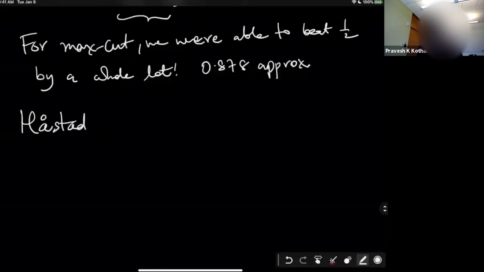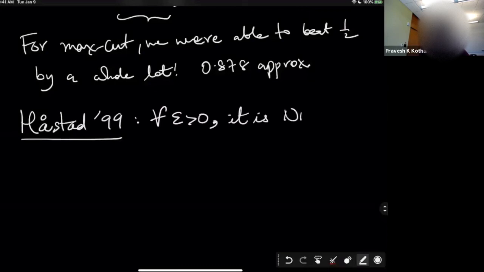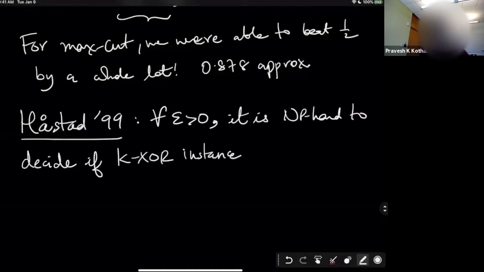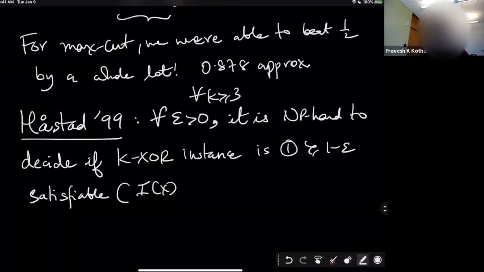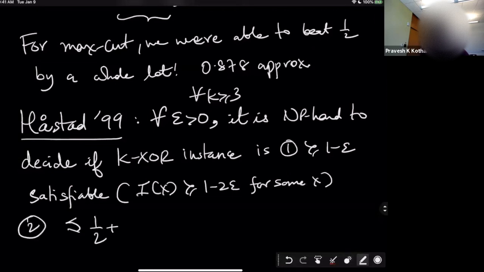So Håstad in 99, in one of his Gödel Prize winning papers, proved that for all epsilon bigger than 0, for all k bigger than or equal to 3, it's NP hard to decide if a k XOR instance is 1 minus epsilon satisfiable, which is the same as saying that I of x takes the value 1 minus 2 epsilon for some x, or is at most half plus epsilon satisfiable.